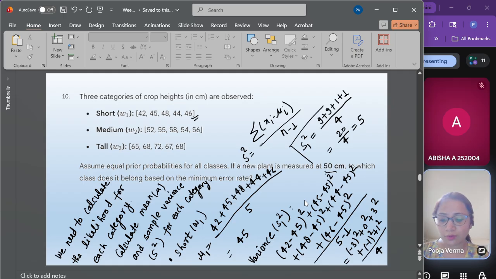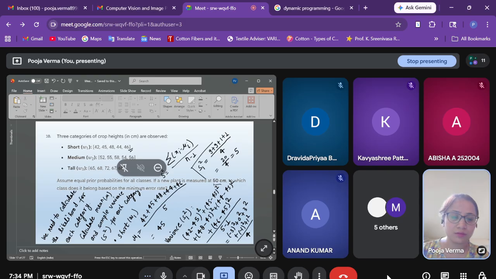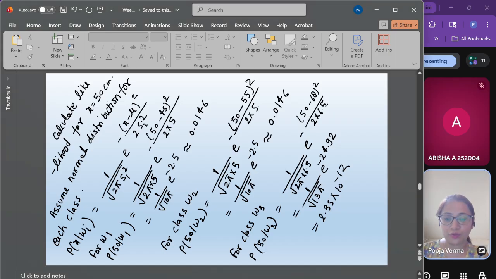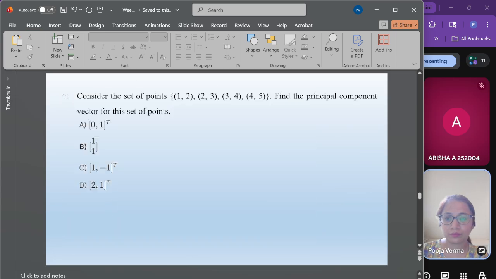So I hope all of you have understood this question. Can we move to our next question? Okay, so moving to our next question. So yeah, here our next question is related to PCA. Consider the set of points given as (1, 2), (2, 3), (3, 4) and (4, 4), (5). Find the principal component vector for this set of points. So can you find it?